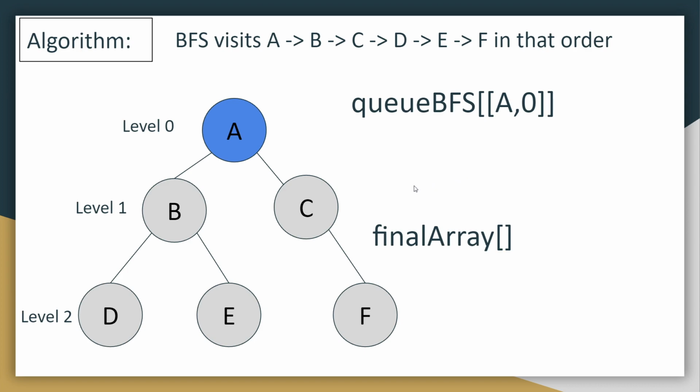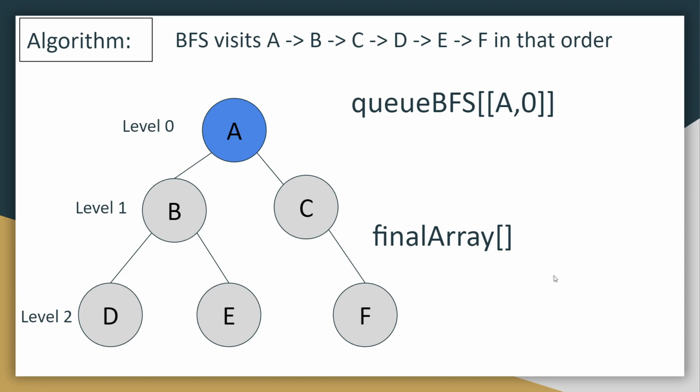As we're moving through the binary tree, we'll be adding arrays to the final array. And each individual array will represent a level that can be found in the binary tree. For example, the very first array will only contain the value A, representing level 0. The second array will contain B and C, representing level 1, and the last array will represent level 2, and it will contain D, E, and F.